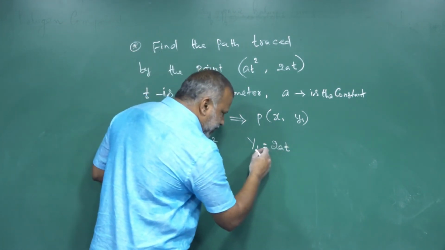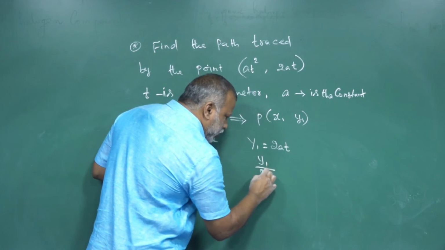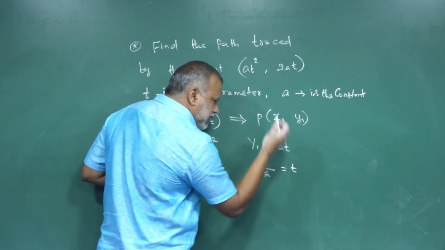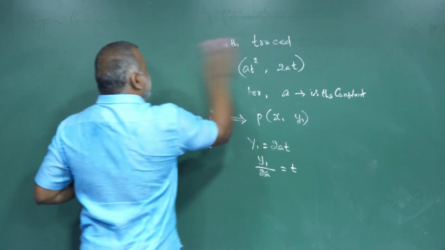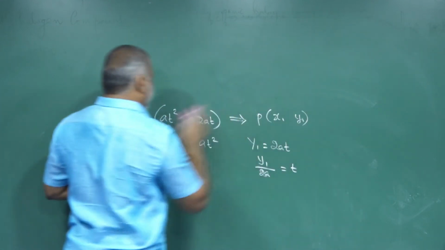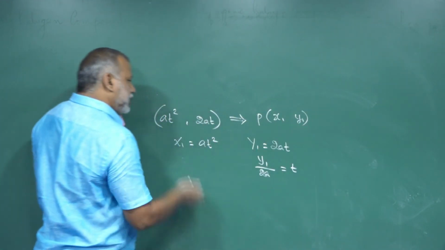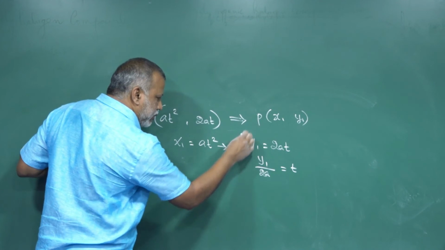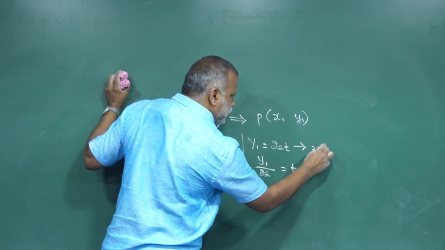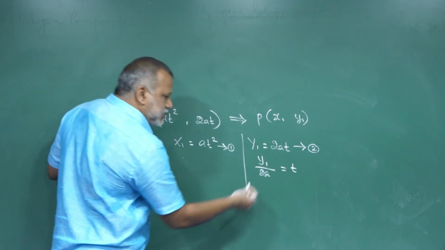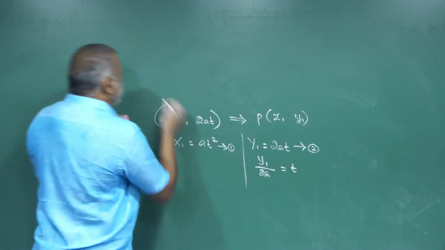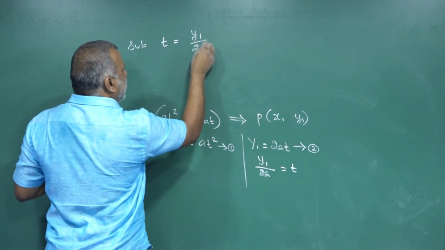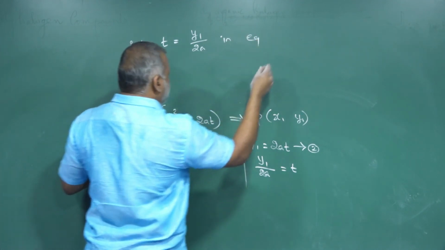Listen, I can modify this one: y1 divided by 2a equal to t. I can rearrange this. So this (at squared, 2at) is considered to be P(x1, y1), so x1 equal to at squared and y1 equal to 2at. I can say this is equation number 1 and this is equation number 2. These two can be modified like this: y1 divided by 2a equal to t. Now substitute t equal to y1 divided by 2a in equation 1.